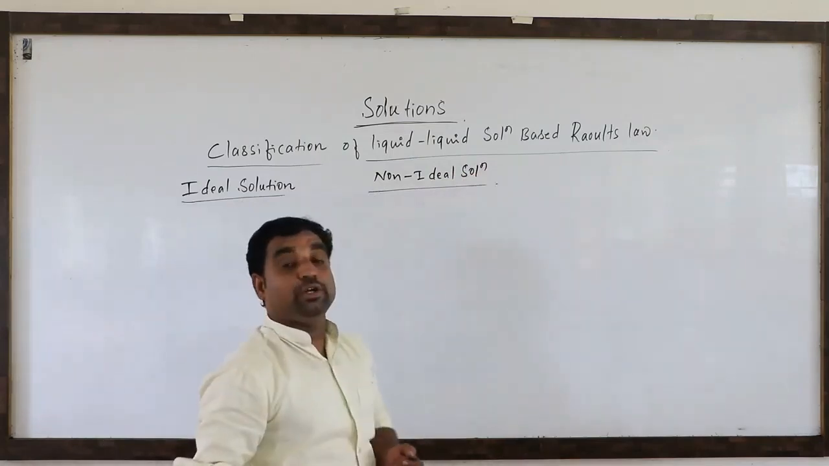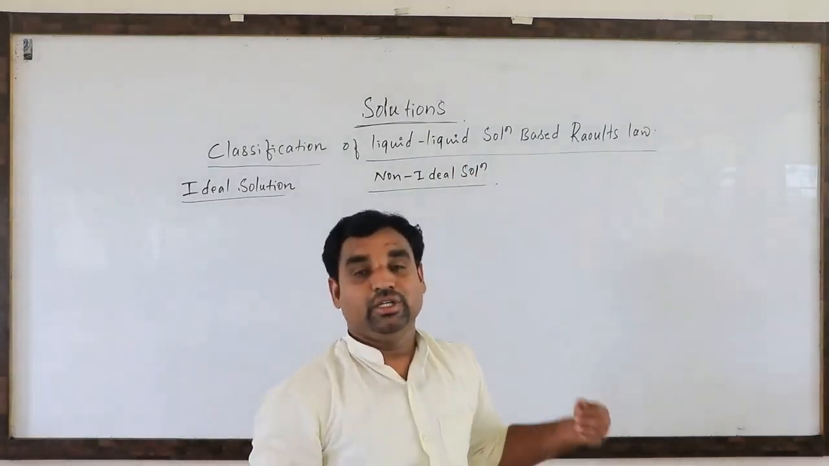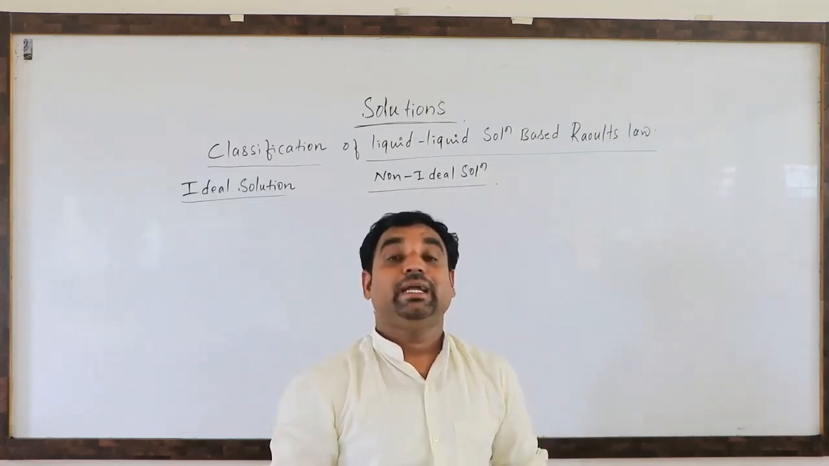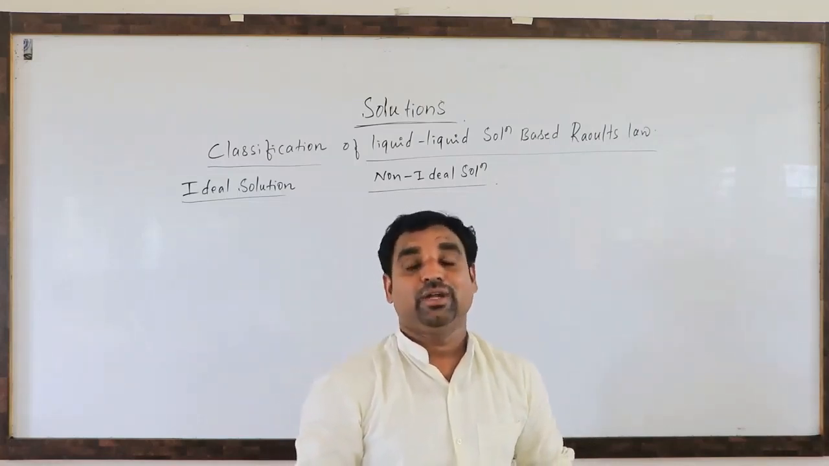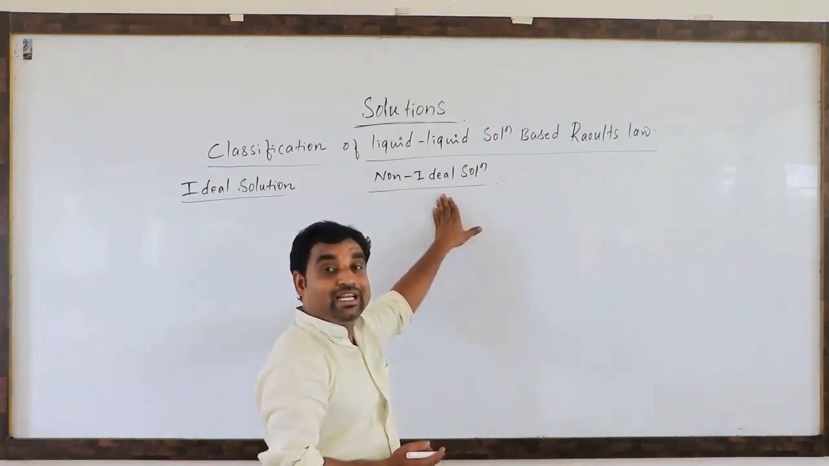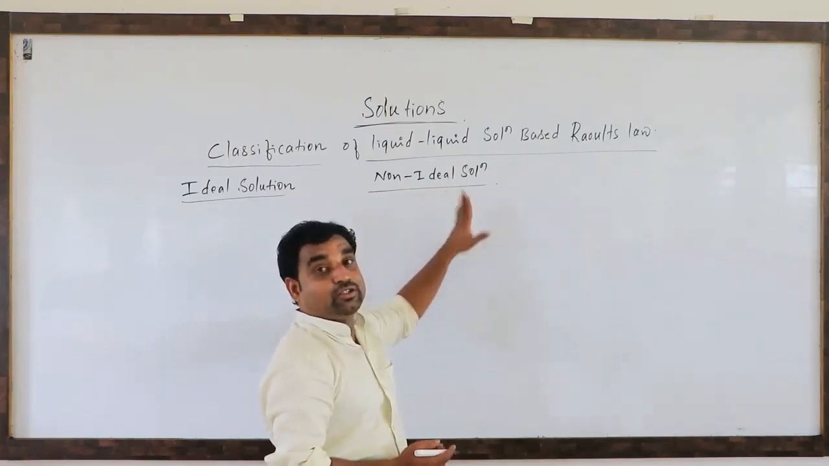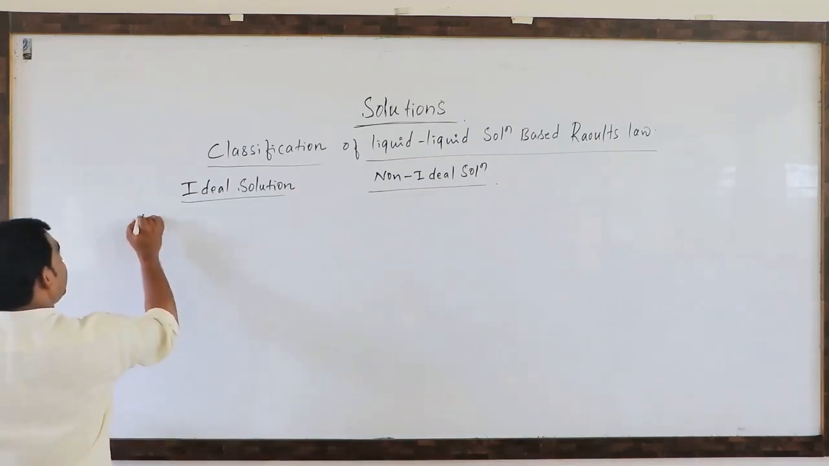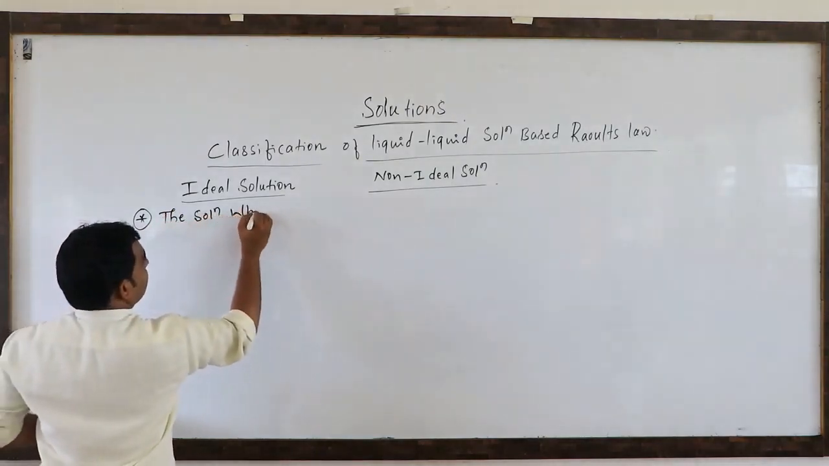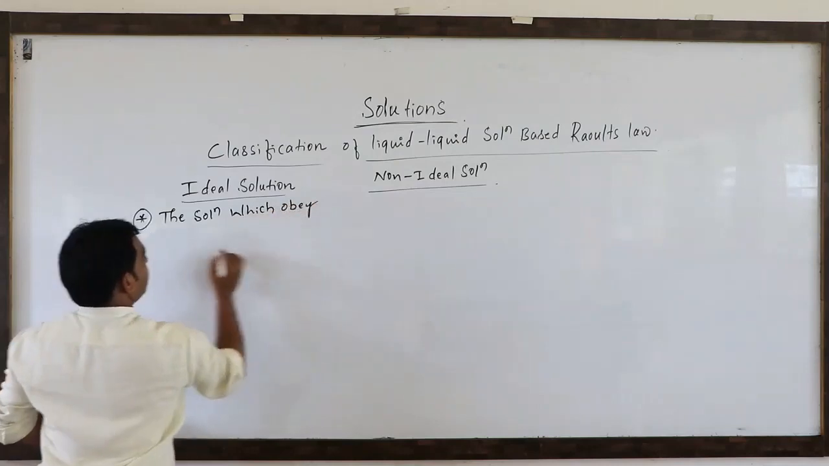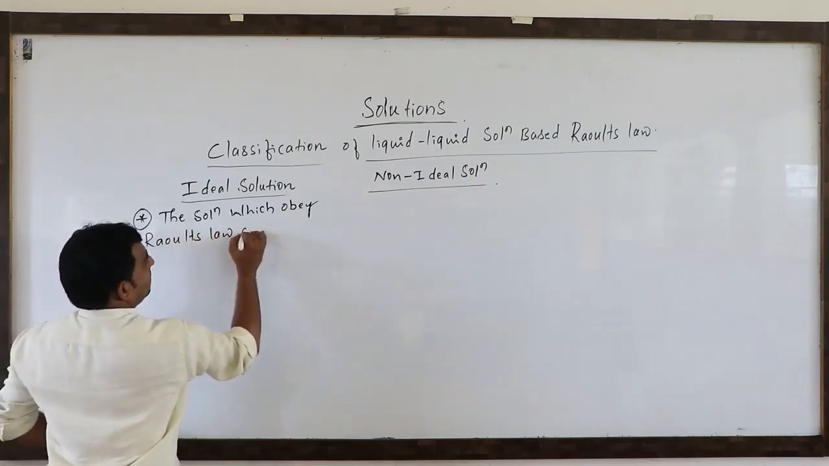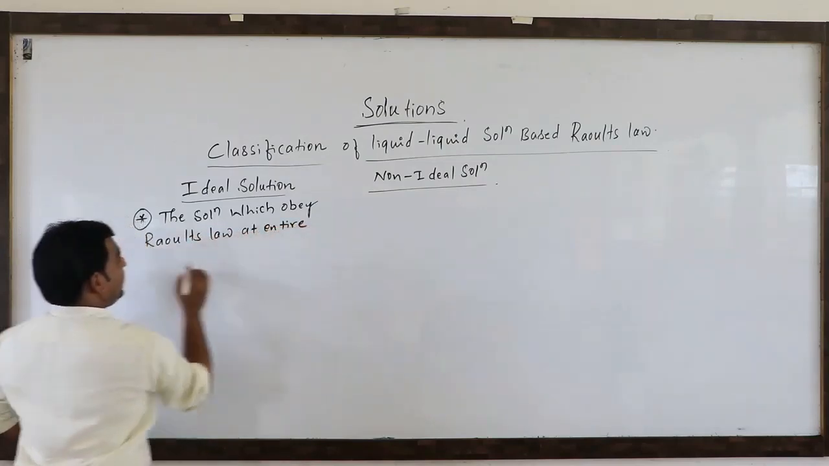The question arises here: what do we mean by an ideal solution and a non-ideal solution? Now we'll discuss that. An ideal solution means a solution which obeys Raoult's law at the entire range of concentration. Such types of solutions are known as ideal solutions. The solutions which do not obey Raoult's law at the entire range of concentration are known as non-ideal solutions.